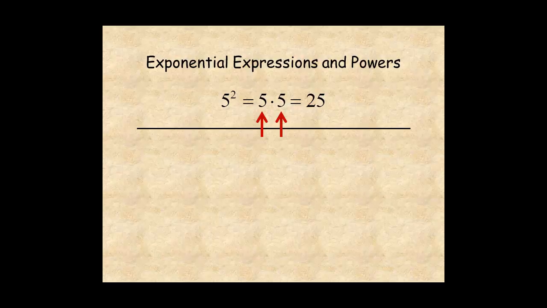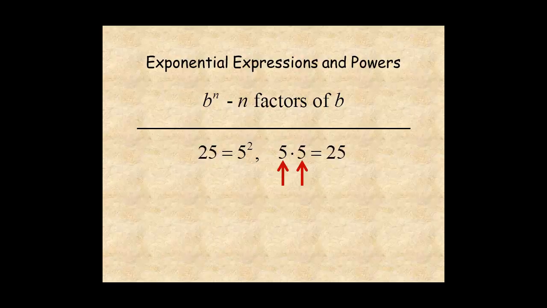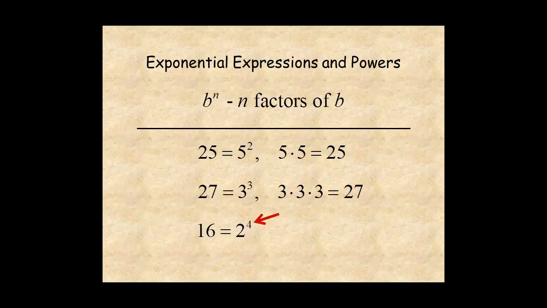So we can say 25 is the second power of 5 because 2 factors of 5 are equal to 25. And 27 is the third power of 3 because 3 factors of 3 are equal to 27. And 16 is the fourth power of 2 because 4 factors of 2 are equal to 16.